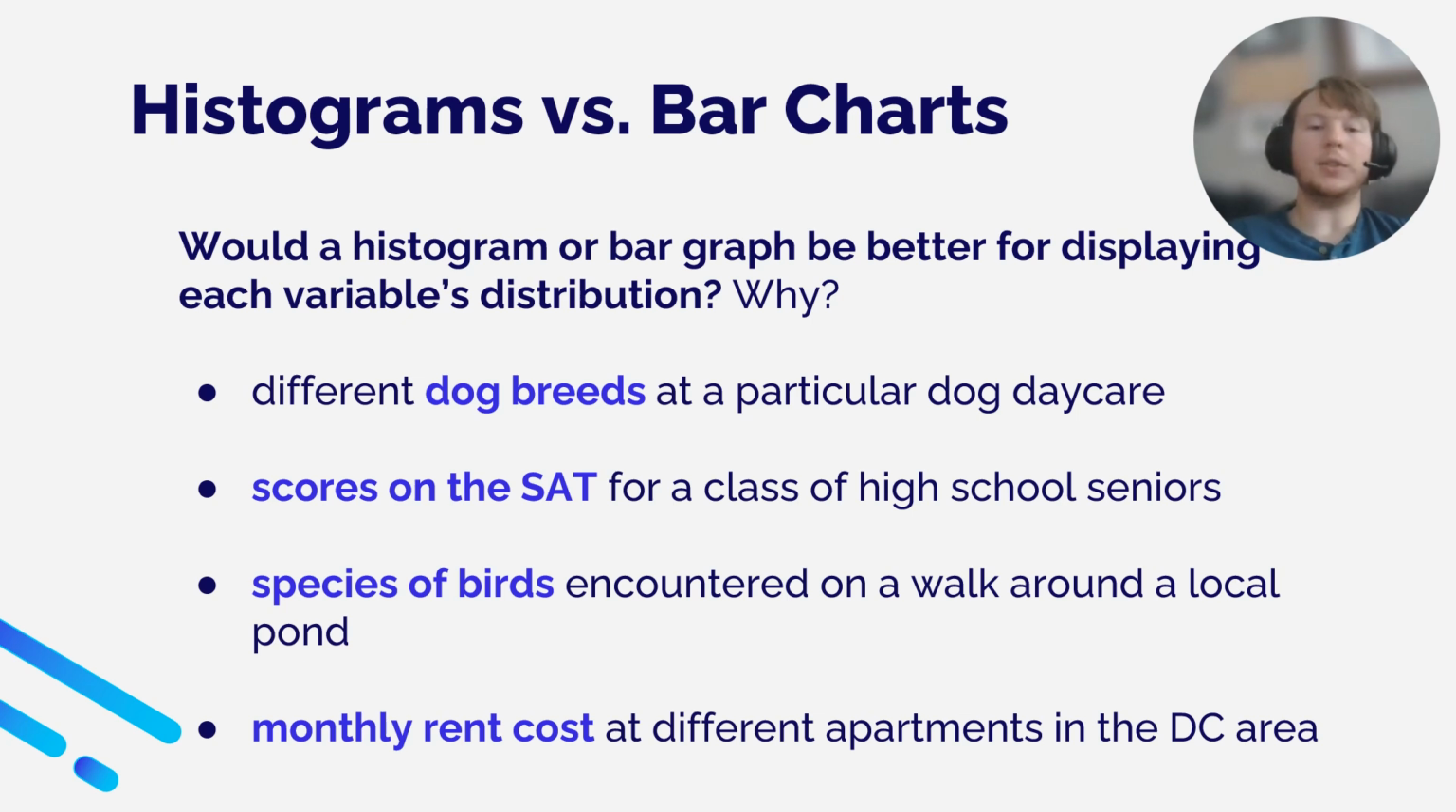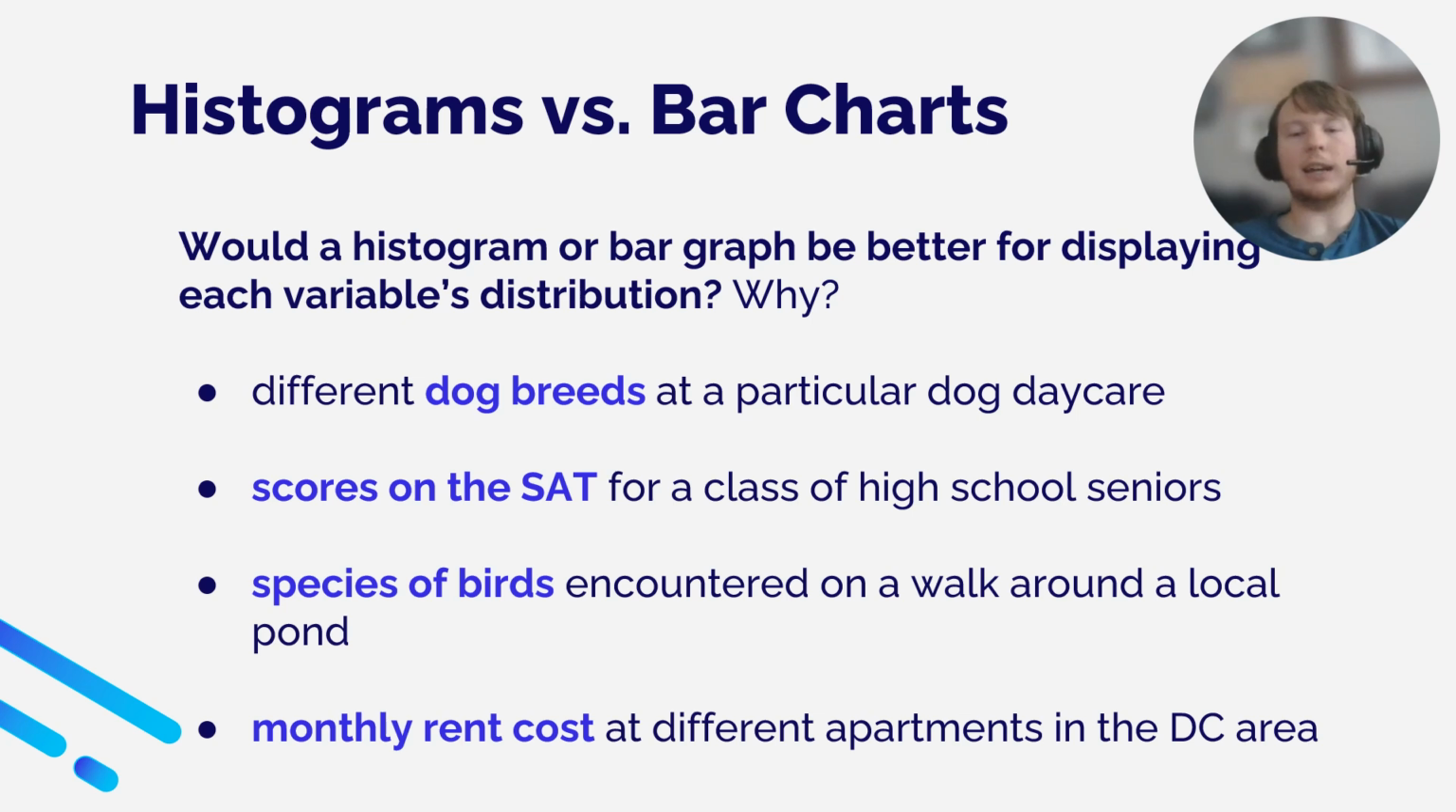So this is a nice opportunity for a class debate. We want to ask the class to discuss 4 different data sets and which kind of graph might be better for displaying each distribution. For dog breeds at a particular daycare, a bar graph would be better because that's a categorical variable with a count. For scores on the SAT, here a histogram might be appropriate because you can imagine arranging scores from least to most. That's a quantitative, continuous, well, mostly continuous variable.